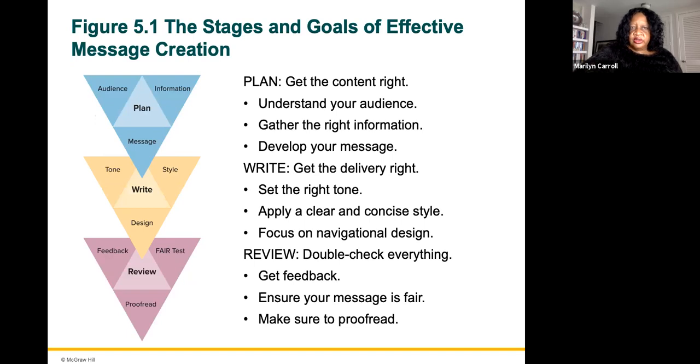So the stages and goals of effective message creation include plan. What is plan? Get the content right, understand who your audience is, gather the right information, and then develop your message. Next, write. In writing, we get the delivery right. We set the tone, we apply a clear and concise style, and we focus on navigational design. Finally, we review: we double check everything, get feedback, ensure that our message is fair, and we make sure to proofread.